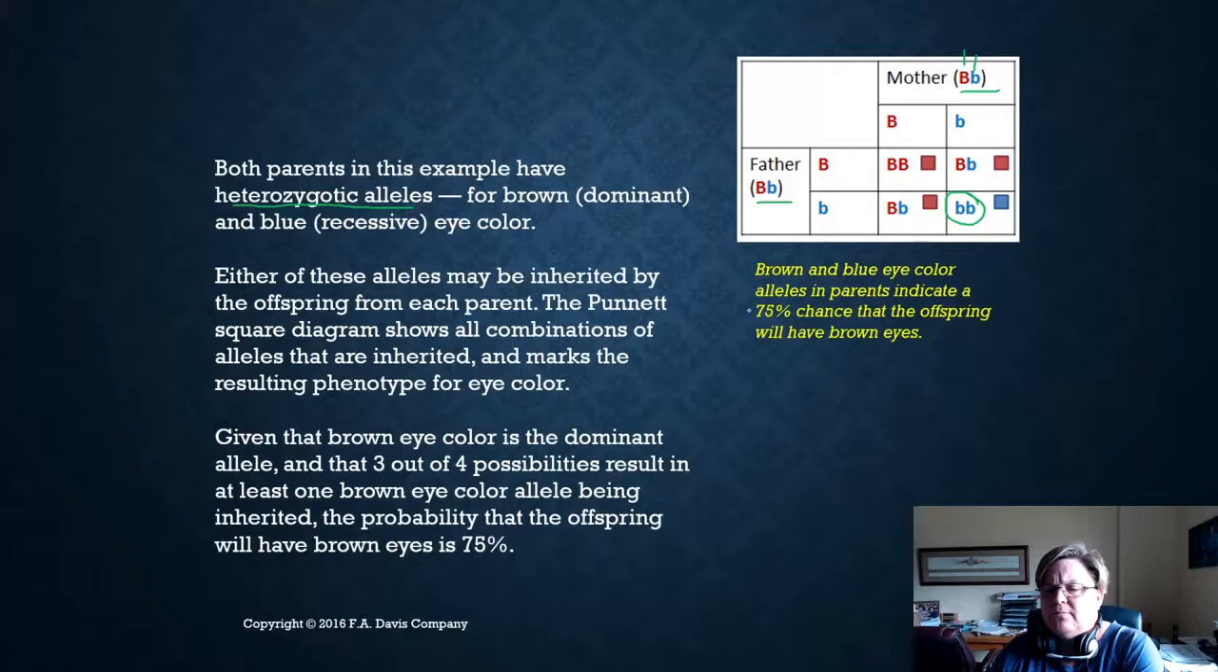Now, what I think is important for you to remember, anytime we're talking about these chances, it means each conception, not each child. It's not going to be 75% of the kids. It's each conception has a 75% chance of having brown eyes. And it's slightly something different than saying 3 out of my 4 kids should have brown eyes. Just slightly.